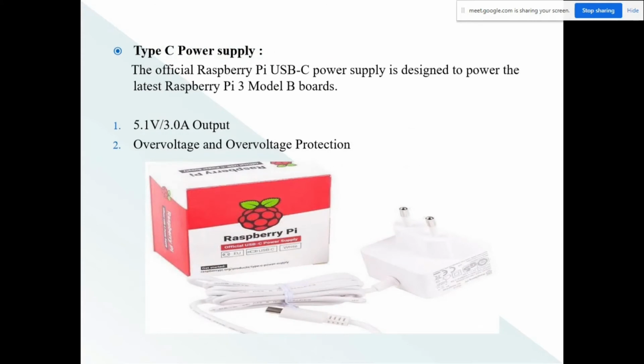The next component we are using is the Type C power supply. The official Raspberry Pi USB-C power supply is designed to power the latest Raspberry Pi 3 Model B boards. It has a 5.1 volt and 3 ampere output, with over-voltage and over-current protection.